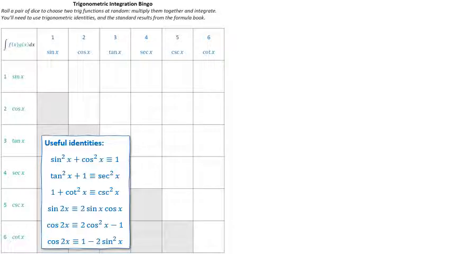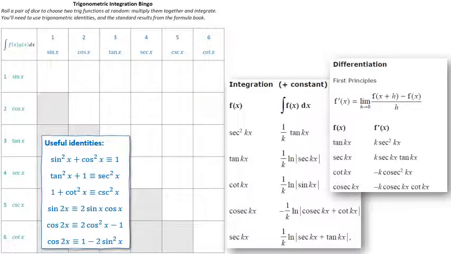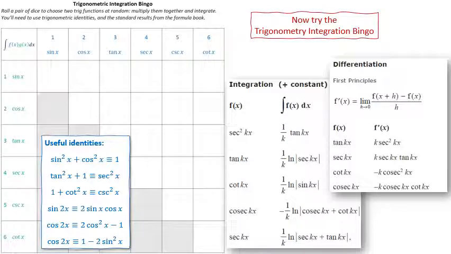You might find these identities useful. There's nothing else you would need apart from creativity, these trig identities, and of course being aware of which results are provided in the formula book. There's a couple we've not explicitly used yet. Sec tan integrates to sec, for instance. Cosec cot integrates to minus cosec. Those results are not provided in the integration section, but if you look carefully, you'll find them in the differentiation table. So have a go at this sheet and see how you get on.